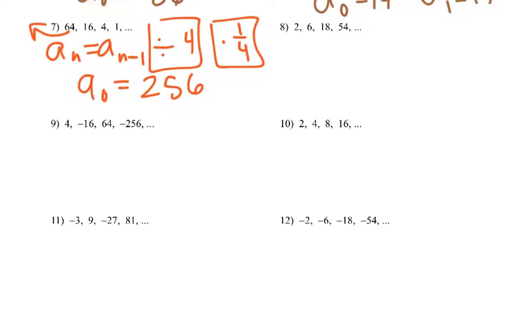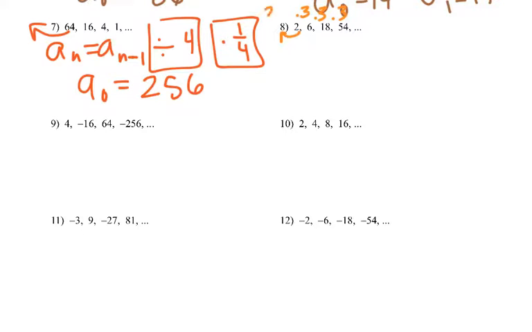All right, number 8. So 2 to 6 to 18. Again, I could say I'm adding 4, but 6 plus 4 is not 18, so it's not arithmetic. So what else could I do? I could times by 3. And if I do that, I can see then, yes, that's my growth. I'm timesing by 3.